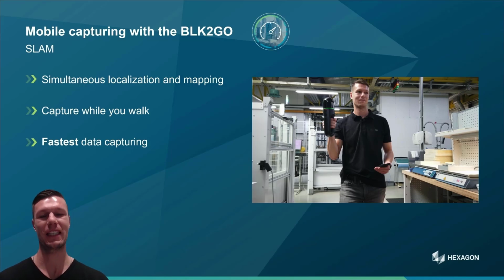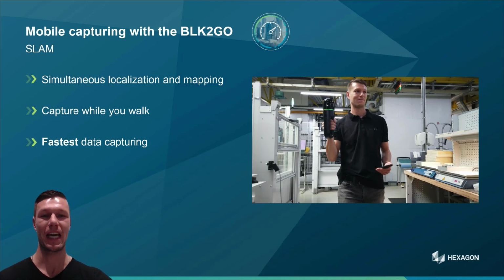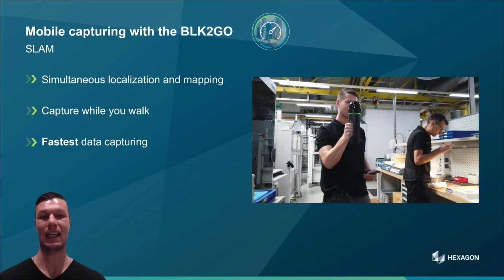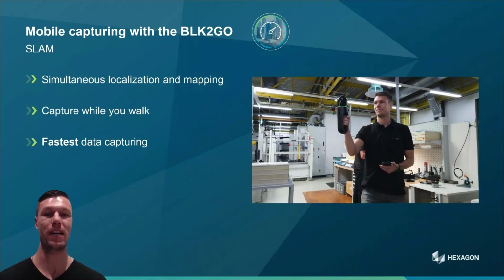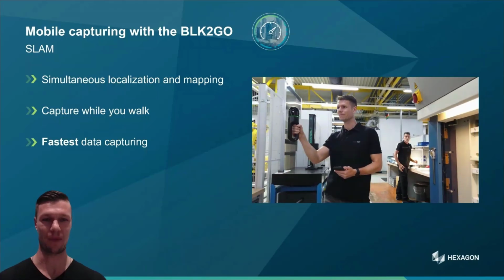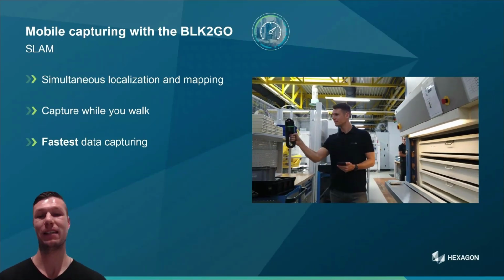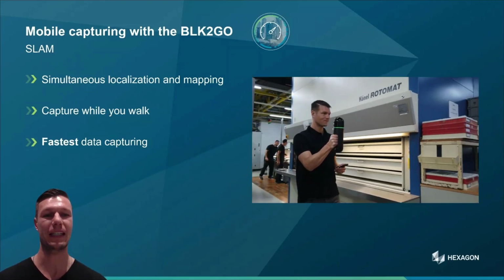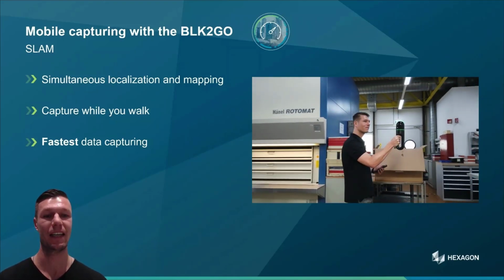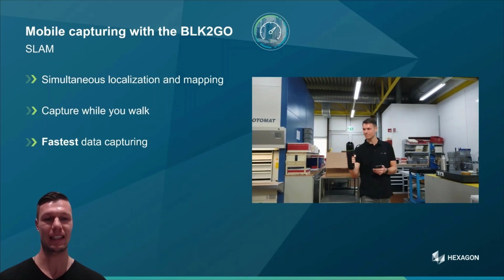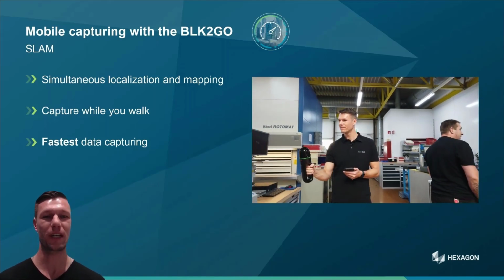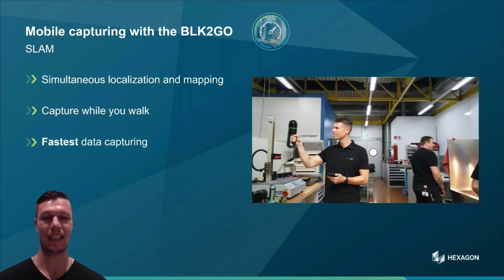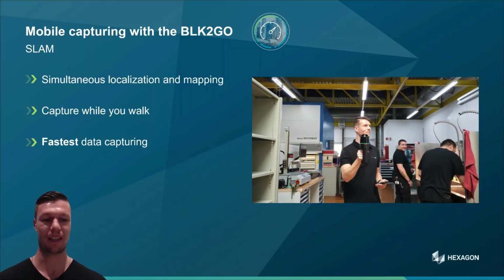When we talk about the BLK2GO, we have to talk about SLAM, which stands for simultaneous localization and mapping. And what it basically means is that it allows us to capture the reality while we are walking. For example, here in the facility of Swiss Optic, which is a big complex with people working there, we want to be fast, and therefore capturing while walking is basically the best option.